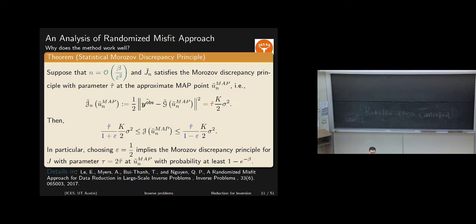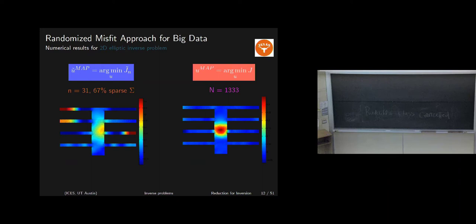And this theorem says that if your reduced solution satisfies the Morozov discrepancy principle for the reduced cost, remember, this is the reduced cost, then it is also a Morozov discrepancy solution of the original cost. In other words, you can work with very low dimensional data, get a meaningful solution, and that meaningful solution in the reduced space is also a meaningful solution in the original space. That's the key message I want to pass here, and with high probability we are successful. Okay, let me do some demonstration. That's the message, but now let's do some examples.